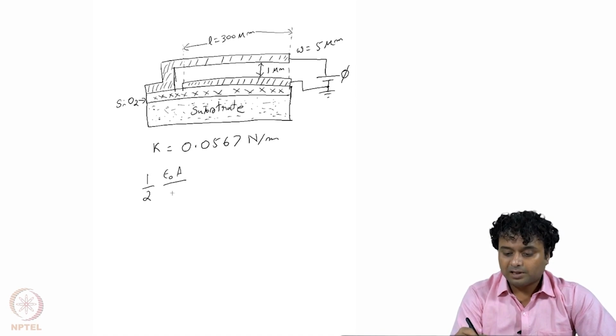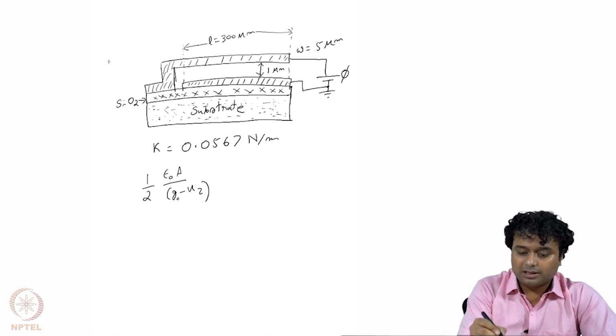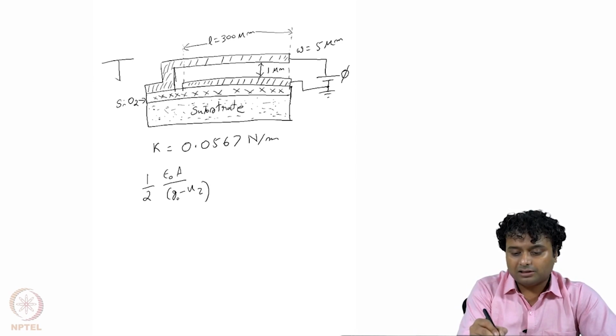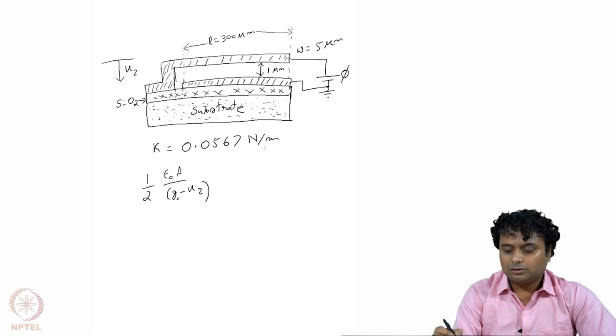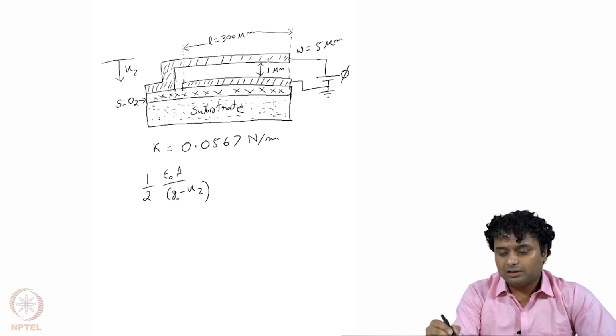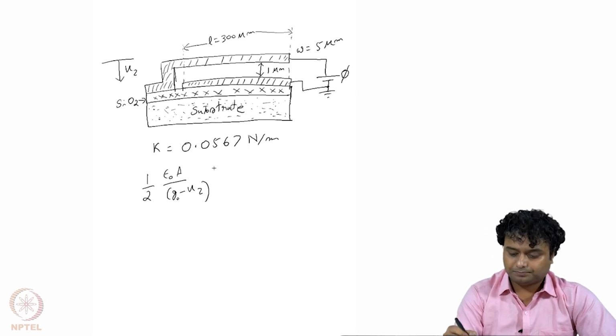divided by (d minus y) whole square, earlier we wrote, right, and here in this case it will be, let's call it gap G0 minus uz. So I am considering here the deflection in this direction is uz. Okay, positive uz. So while the beam is not deflected, uz is 0, and while the beam is completely on the plate, like the bottom plate, then uz is equal to G0.